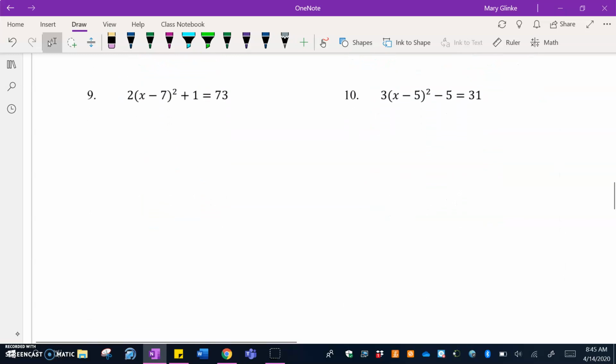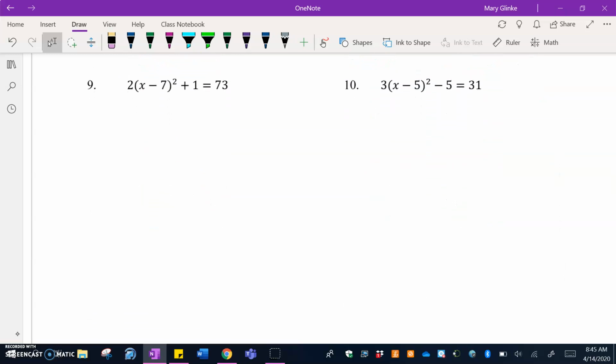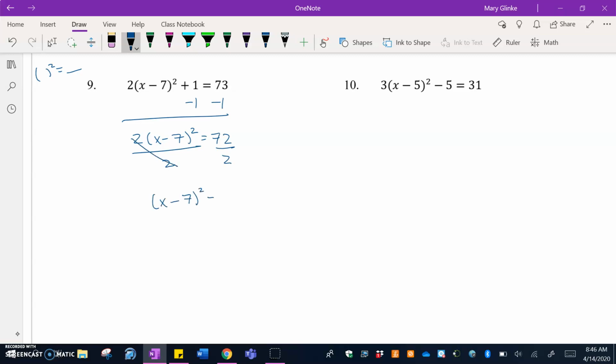So let's go ahead and try a couple more now that are, again, not as nice as the first couple we started with. So for both of these, our goal is to get the squared term alone first. So for number 9, we're going to subtract 1. And then we're going to divide by 2 because notice the 2 is not being squared, just the x minus 7.